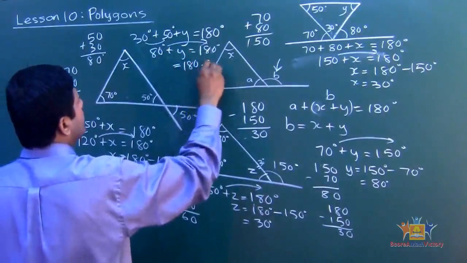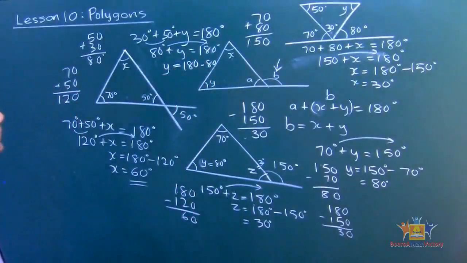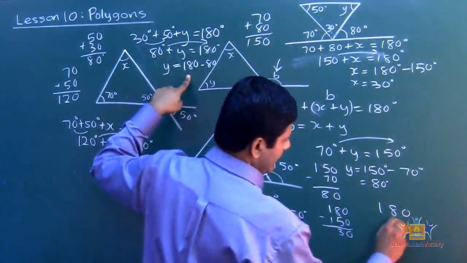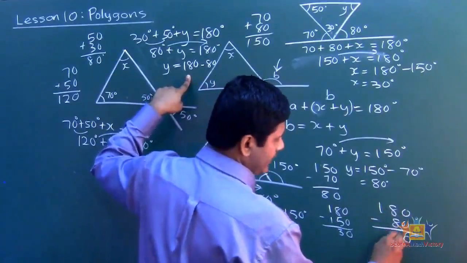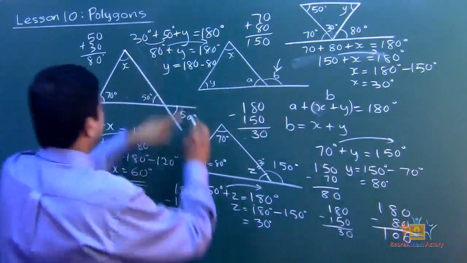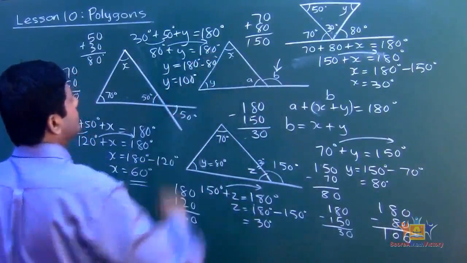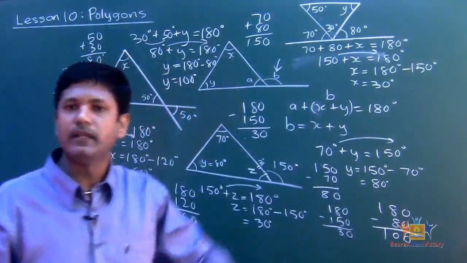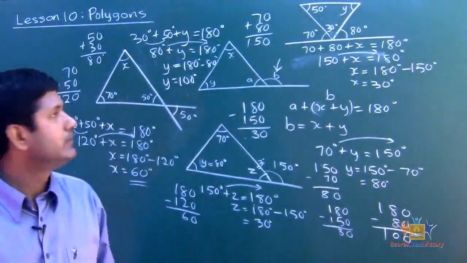So y equals 180 minus 80. Line it up, okay? So we take 180, line it up with 80. 0 minus 0 is 0, 8 minus 8 is 0, 1, bring it down. So that means y equals 100 degrees. See that? That's the key. Okay?